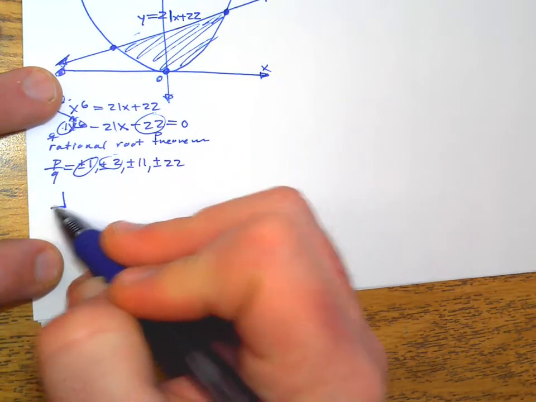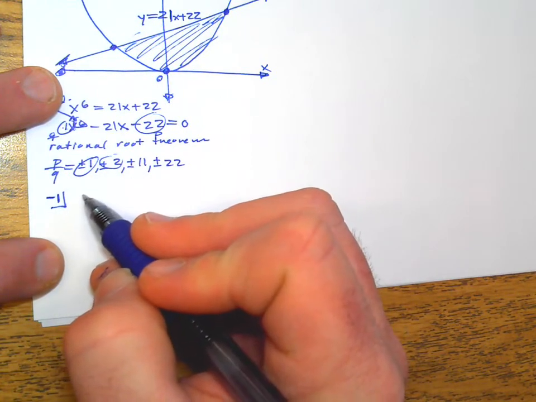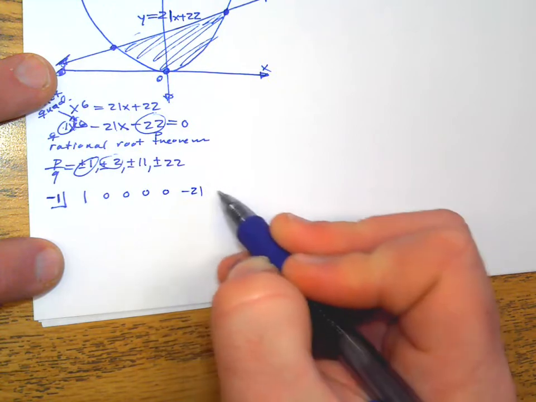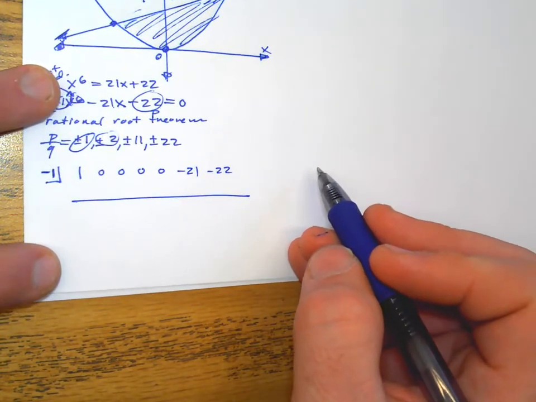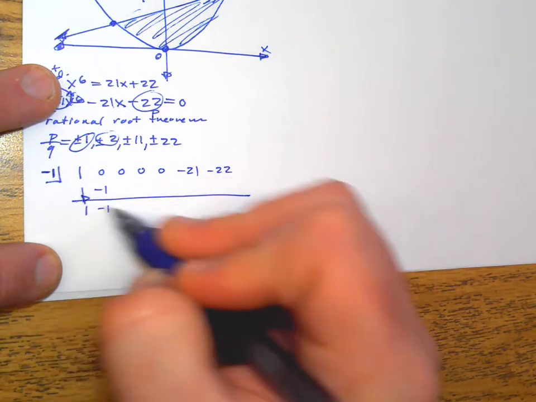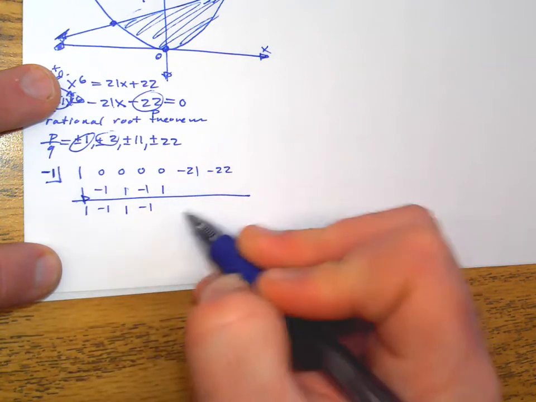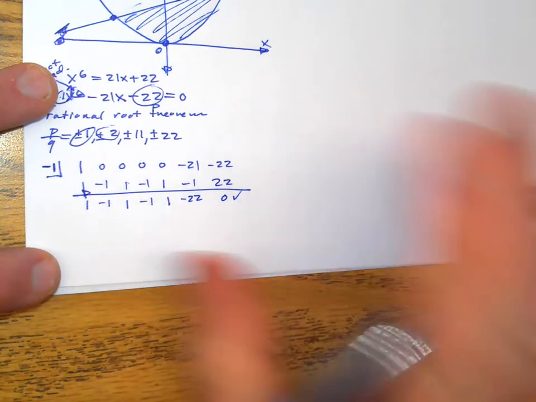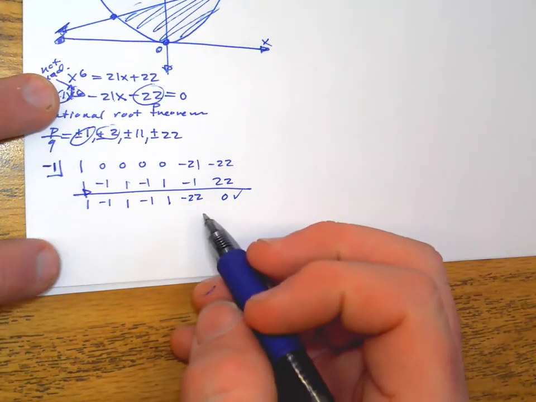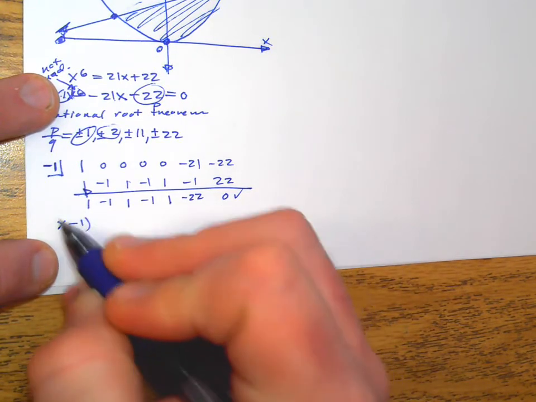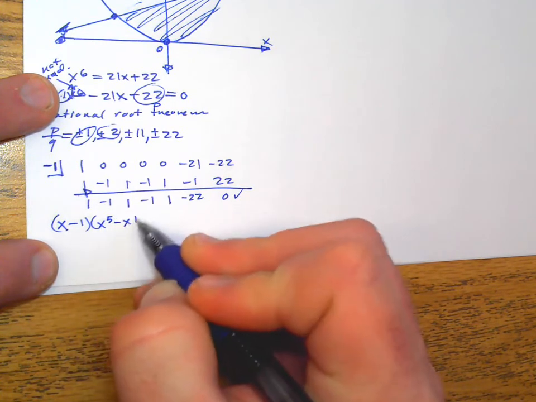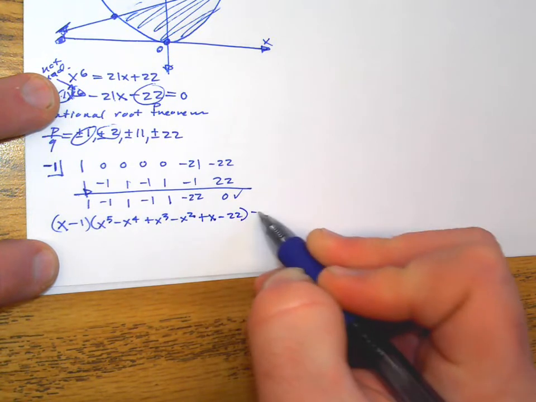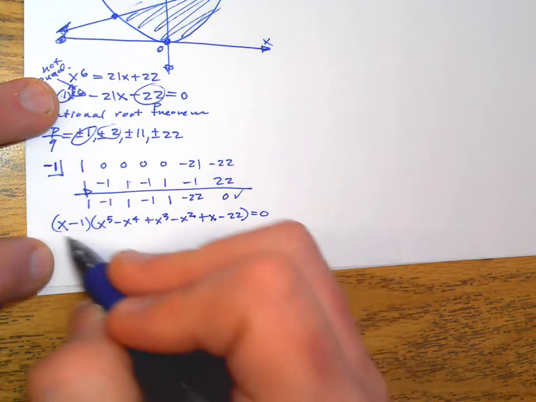So then we use synthetic division. We're going to take negative 1 out, and then we're going to list all the coefficients. If there's any missing, you put 0. So x to the 5th, x to the 4th, x to the 3rd, x squared. You've got to remember how to do synthetic division. Drop the first term down, multiply, add, multiply, add, multiply, add, multiply, add, multiply, add, multiply, add. You should get a 0 at the end if you pick the correct one. What this gives you is x plus 1, and then you have x to the 5th minus x to the 4th plus x cubed minus x squared plus x minus 22 equals 0. So we know one of the answers is x equals negative 1.